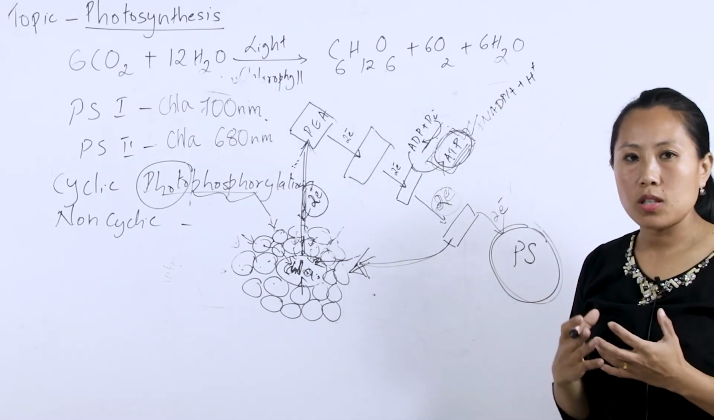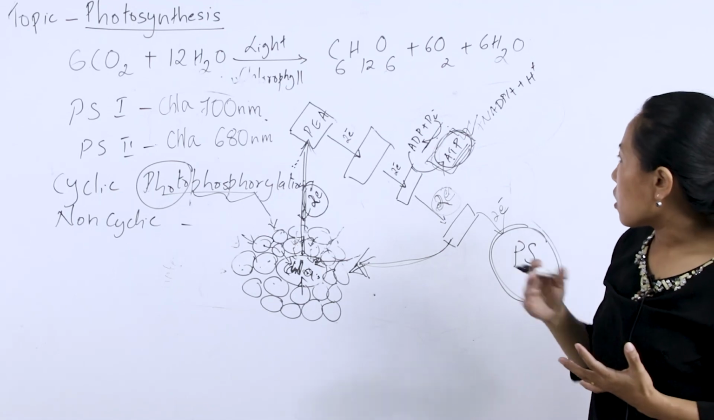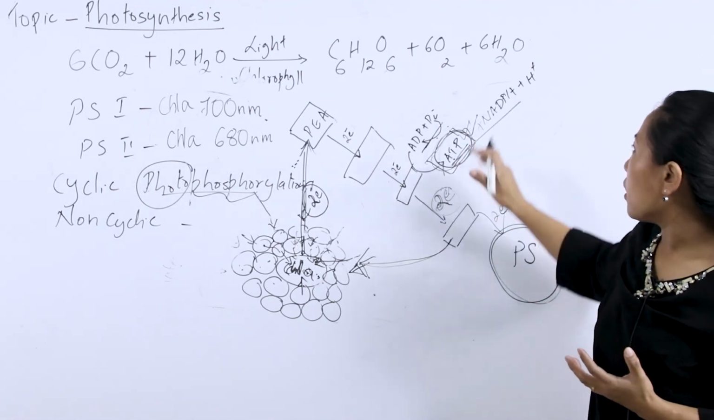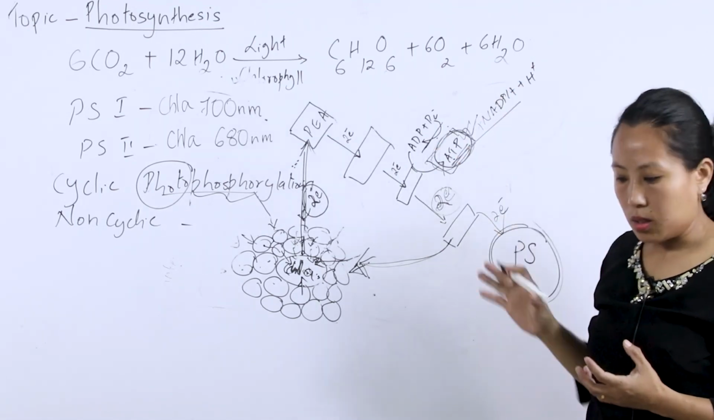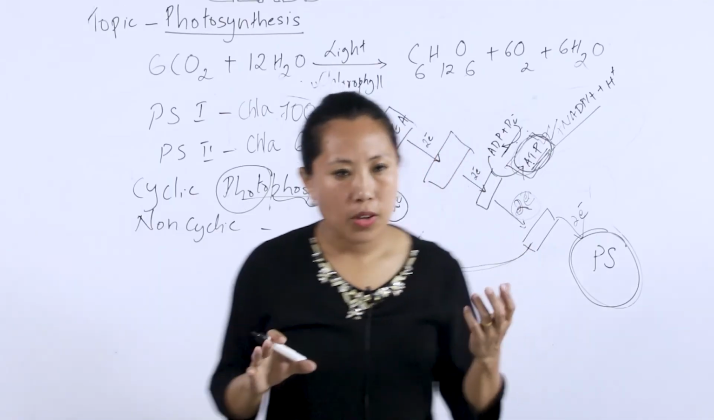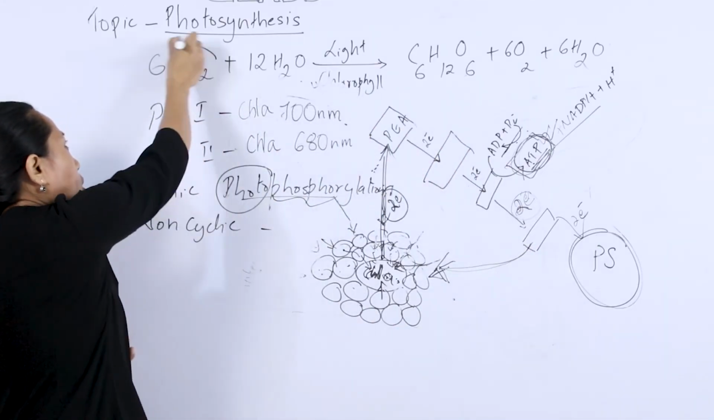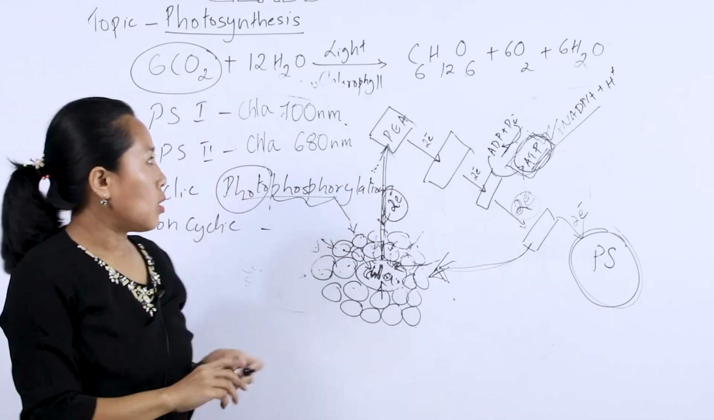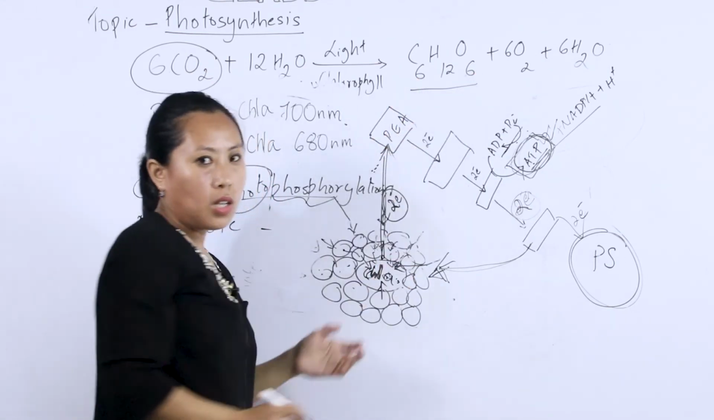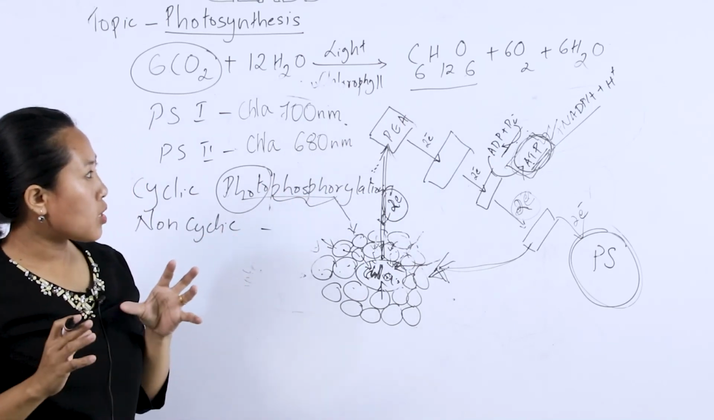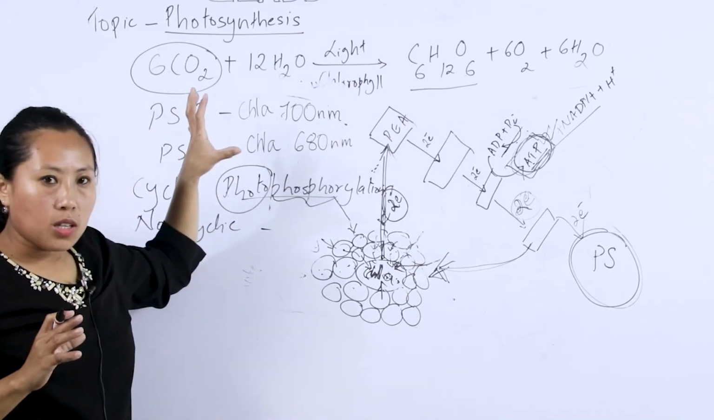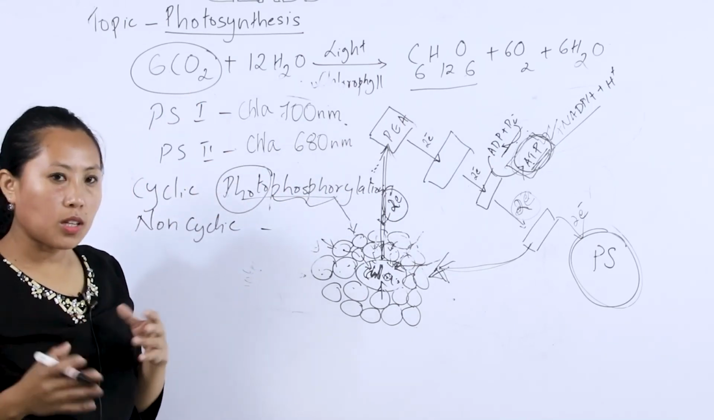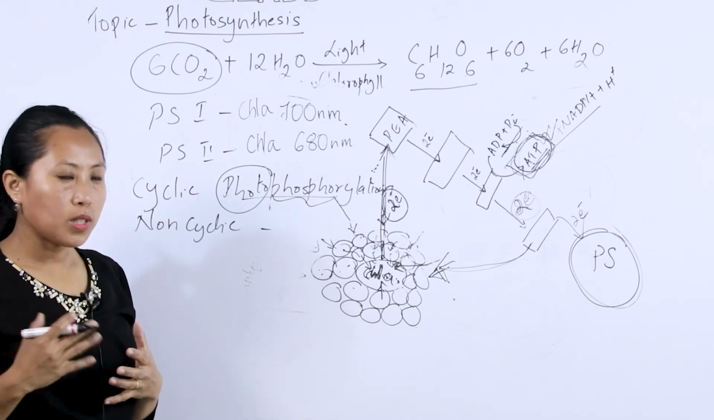So the light phase, which is concerned with the formation of ATP and NADPH, takes place on the thylakoids, while the dark phase, which is the actual reduction of carbon dioxide to carbohydrate, takes place in the stroma. These two phases, the light phase and the dark phase, will be studied in detail in the next class. So please come back again.